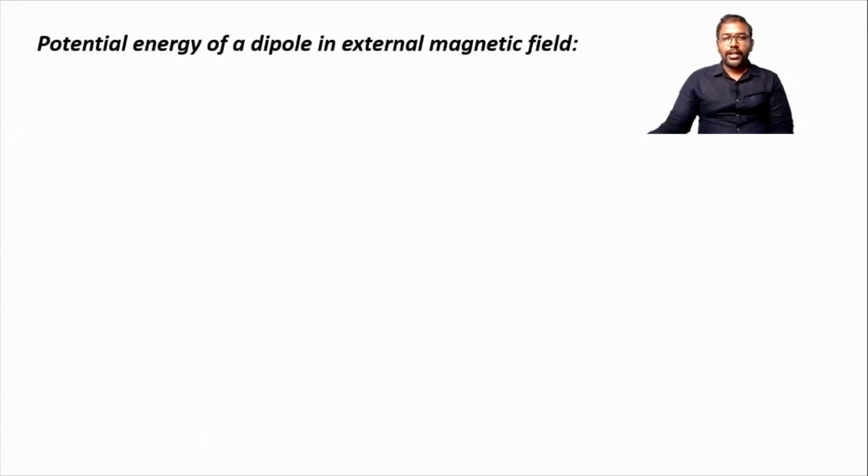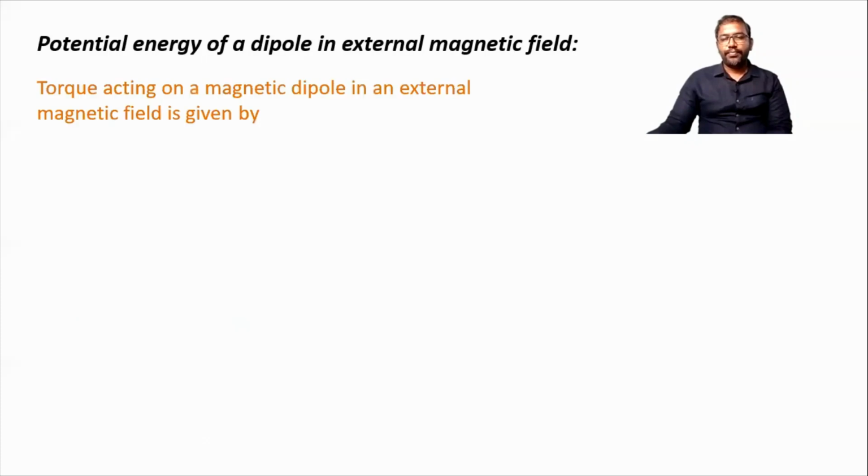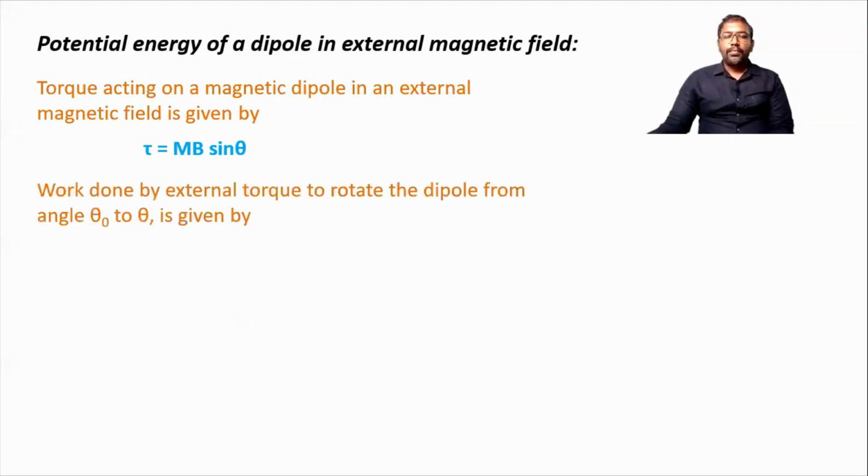Then after that, next article is potential energy of a dipole in external magnetic field. Torque acting on magnetic dipole in external magnetic field is given by, just we derived a formula of torque that we have written. Now, work done by a torque to rotate dipole from angle theta 0 to theta. Now we have to rotate a dipole with this angle. Then work done is given by this formula.